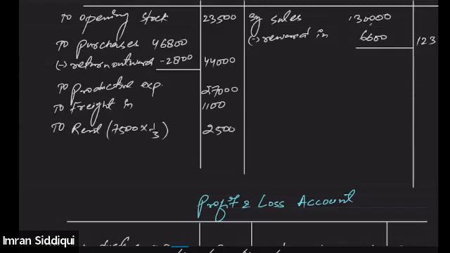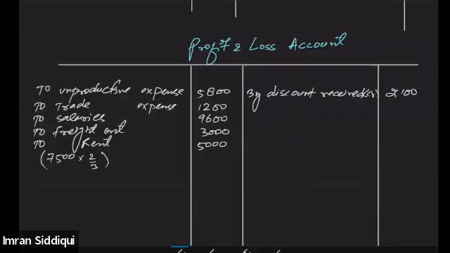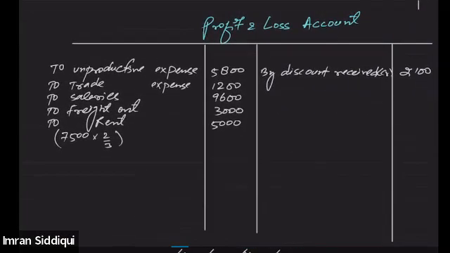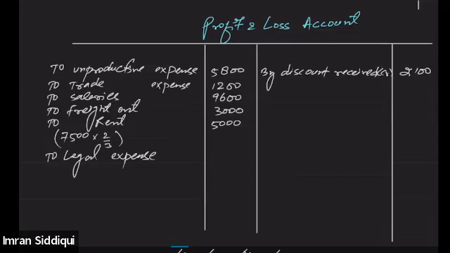All right, everyone. Is it clear? Yes, sir. All right. Then we have legal expense. Legal expense is again an indirect expense. It will be recorded in the profit and loss account on the debit side. Legal expense 800.